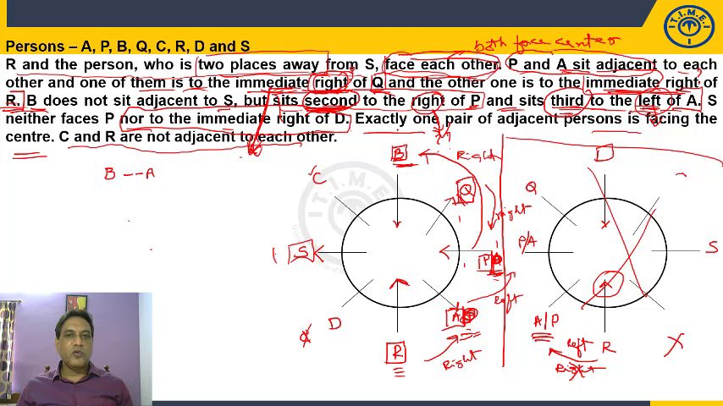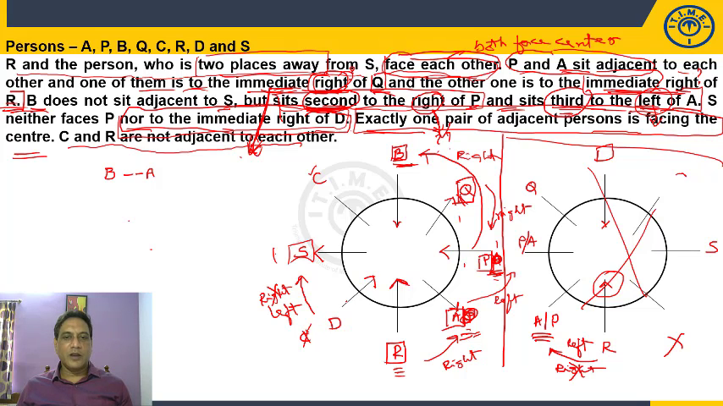Now, what are the clues remaining? This one we did not use. Exactly one pair of adjacent persons are facing the center and not to the immediate right of D. So, yes should not be to the immediate right of D. So now, already D and S are in adjacent positions. So, this should not be the right of D. So, this should become the left of D. When will this be the left of D? When D is facing the center.